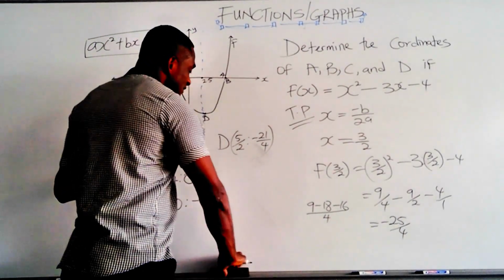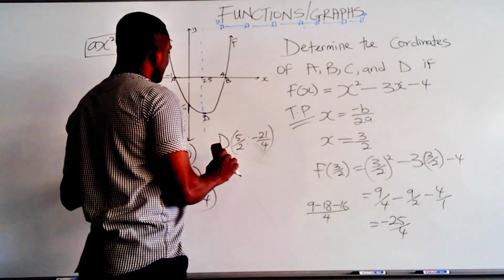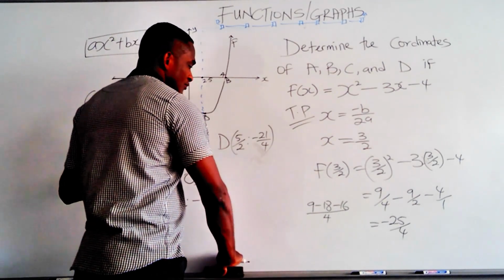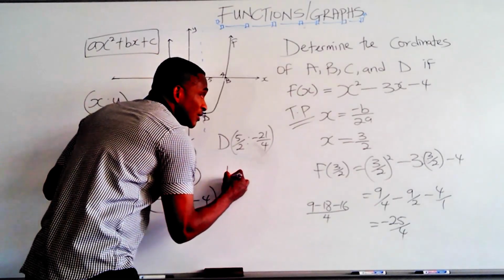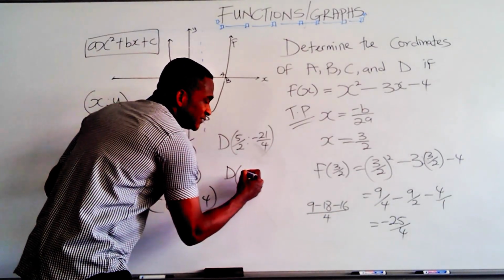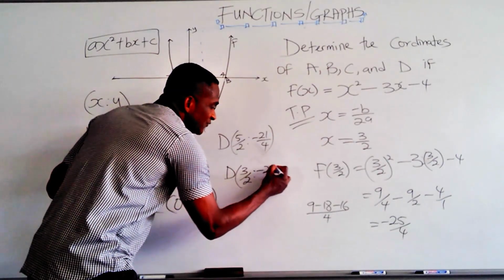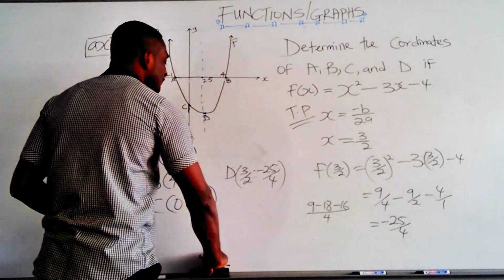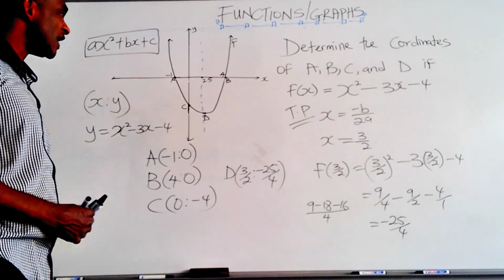So the coordinates of D will be 3 over 2 and minus 25 over 4.